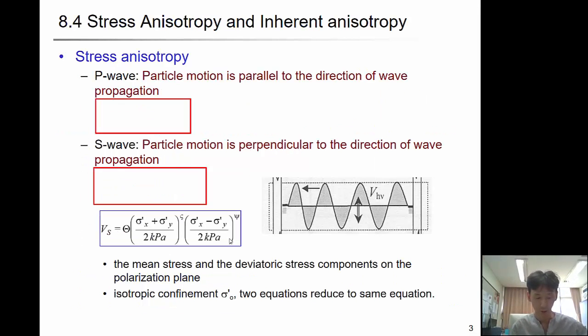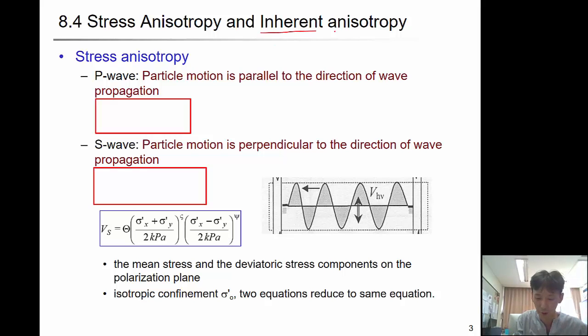And the first topic is stress anisotropy and inherent anisotropy. Stress anisotropy is the anisotropy in soil because of the different stresses in different planes. So you may have the vertical stress bigger than the horizontal stress, and this will cause the stress anisotropy.